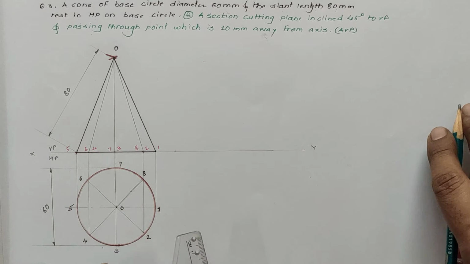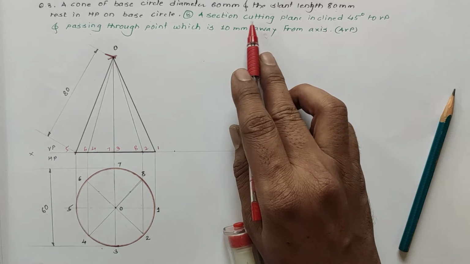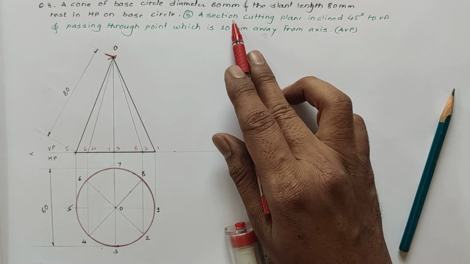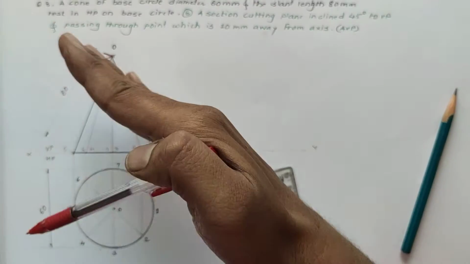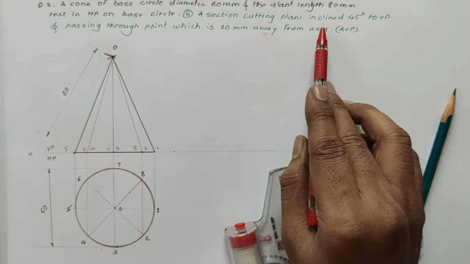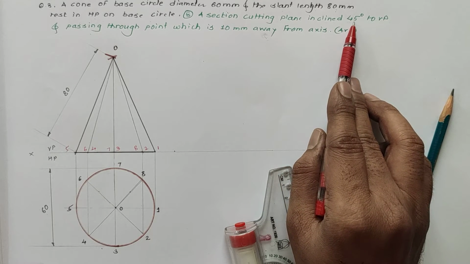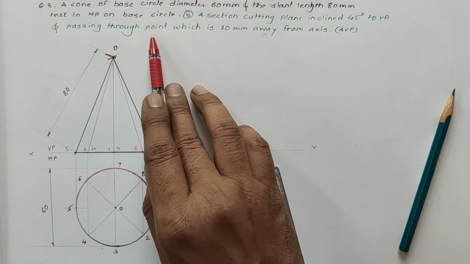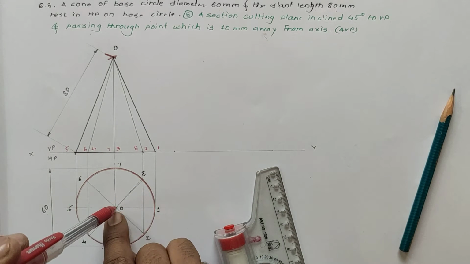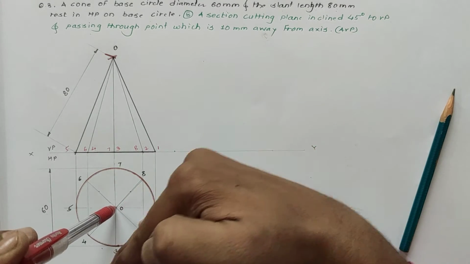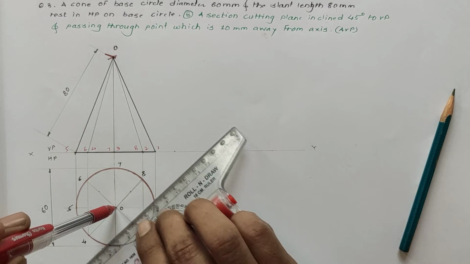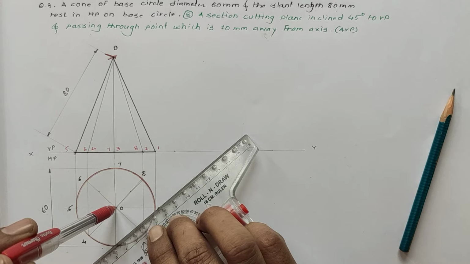60 mm. Then the cutting plane position is given as a section cutting plane, or they can also mention auxiliary vertical plane, AVP. Auxiliary vertical plane means a cutting plane perpendicular to HP and inclined to VP. The inclination with VP is given as 45 degree, passing through the point which is 10 mm away from the axis. So the angle is 45 degree and it passes 10 mm away from the apex.